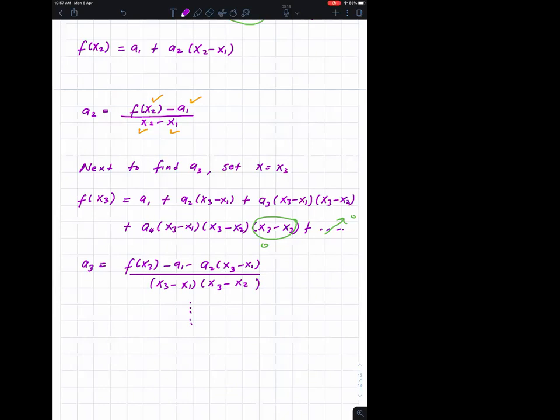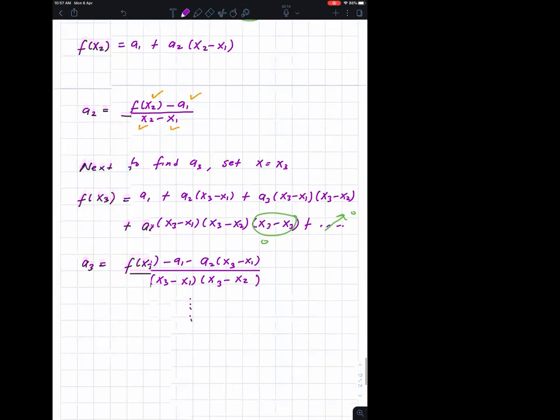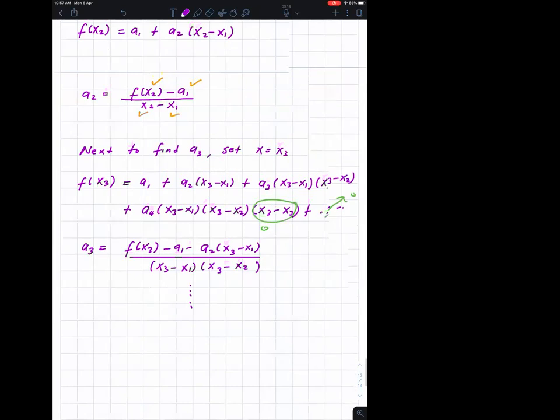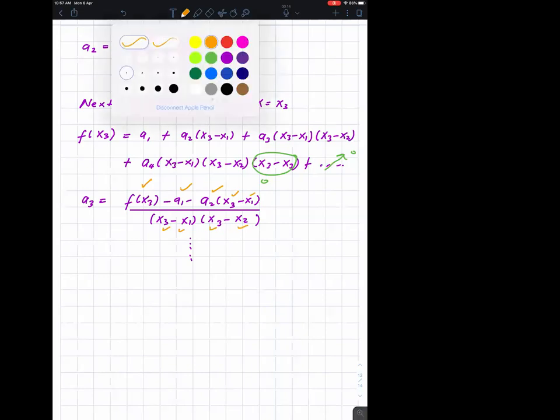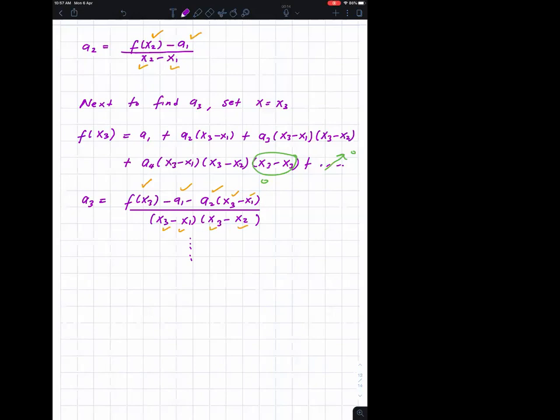So now you can find A3. Everything is known. Once the data is given, you know everything. You know A1 and A2 from your previous calculation. X3, all these data points are given. So A3 can be found. A1, A2, A3 are coefficients. Once you have the coefficients, then only you can find the polynomial, because a polynomial has coefficients.